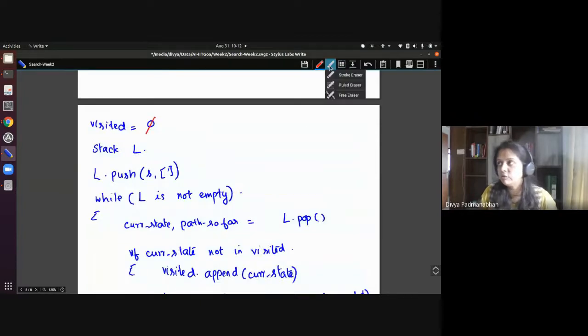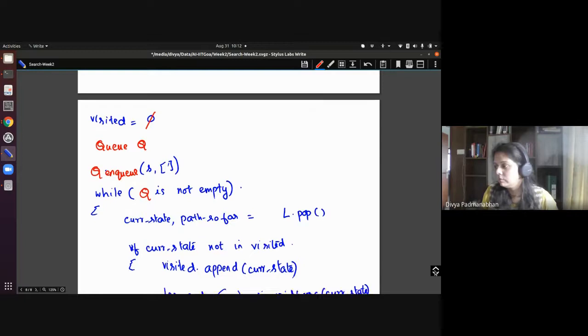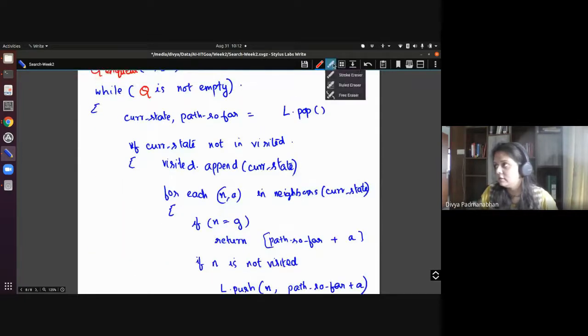So the only difference is here you're going to have a queue. So let me just write it as queue. So this is the difference. You're going to have a queue, and these operations are enqueue, so queue.enqueue. And again, while this is queue, wherever you have L, you replace it with a queue.